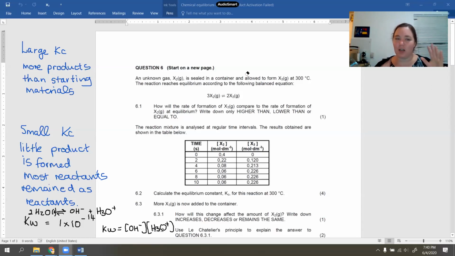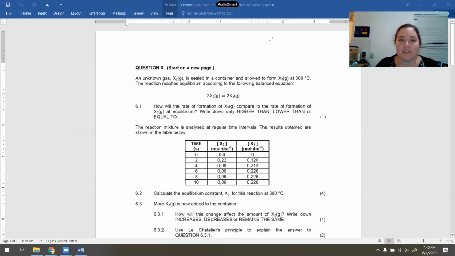So it's just that a large Kc usually indicates a high yield and a small Kc indicates a low yield. Recently, these are the kinds of terminologies that they've been trying to get people to use. All right, I need to get into this so that we can actually get this question done for today.